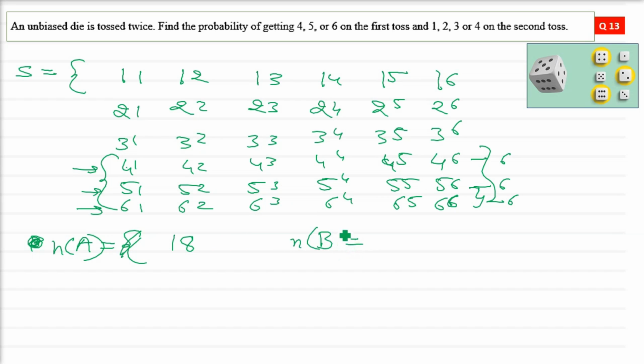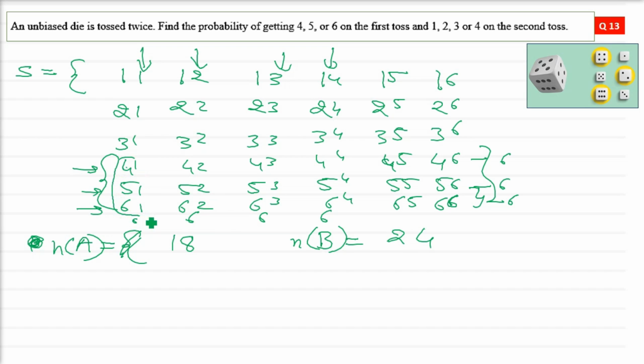How about the number of elements in B? The first toss can contain 1, 2, 3, 4. 5 and 6 are debarred. So this one, this one, this one. Okay, these are 6, these are 6, these are 6, these are 6. So in all, when the first toss can contain only 1, 2, 3, 4, we have 24 of them, which we got from the sample space.